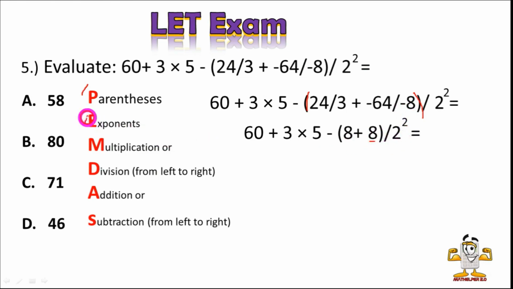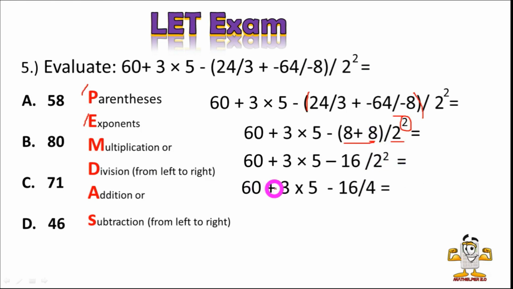So, next is exponent. So, ang isosolve nating next is yung may exponent 2. So, 60 plus 3 times 5 minus 16, sa loob ng parenthesis 8 plus 8 divided by 2 squared. So, 60 plus 3 times 5 minus 16 divided by yung 2 squared, which is equal to 4.